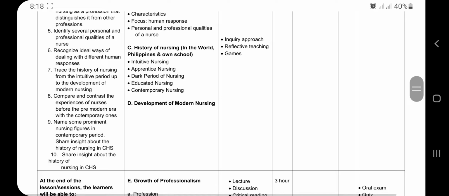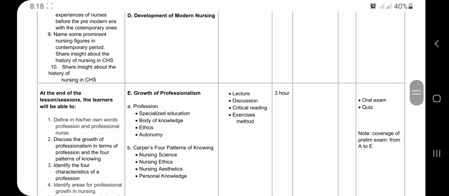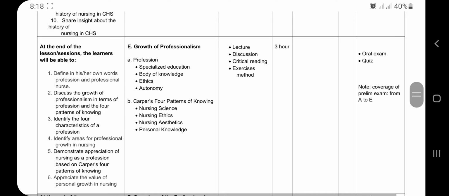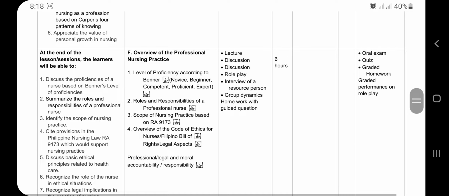Then next, we have the development of modern nursing. So paano nag-start from the time ni Florence Nightingale up to this recent. Okay, we have also growth of professionalism. So ano yung mga what is profession and what are the four patterns of knowing, and then we have the overview of professional nursing practice. So meron tayong pinag-aralan natin ulit yung theory ni Patricia Benner, okay, di ba, yung mga level of proficiency. We have the novice, we have the beginner, we have the competent, proficient, and expert.